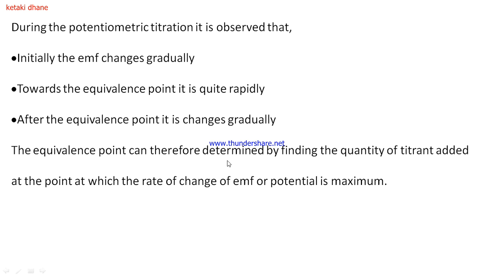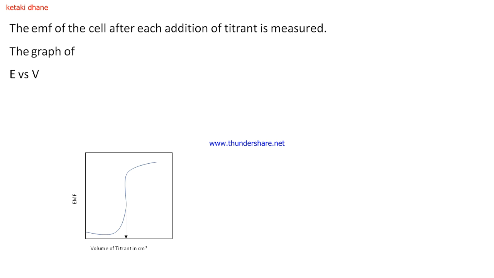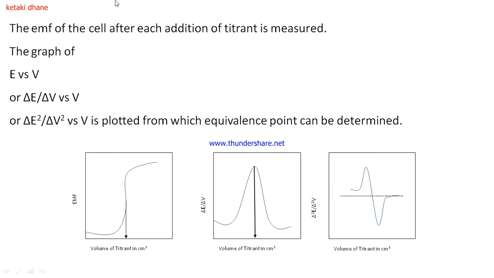Now, the equivalence point can be determined by finding the quantity of titrant added at the point at which the rate of change of EMF or potential is maximum. Whenever the change in the EMF is maximum, that is when we measure the potential of the cell. So these are some of the graphs.